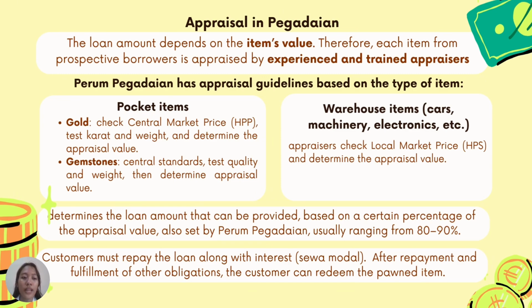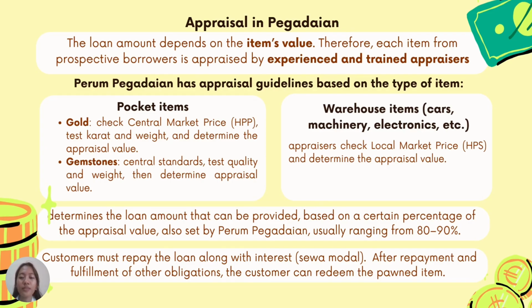For pocket items like gold, the appraisers check the central market price or HPP, then test karat and weight and determine the appraisal value. And for gemstones, they use the central standards, test quality and weight, then determine the appraisal value. But for warehouse items such as cars, machinery, electronics, etc., the appraisers check the local market price or HPS and determine the appraisal value. And the appraisal value is not equal to the market price, but is multiplied by a certain percentage set by Pegadaian.